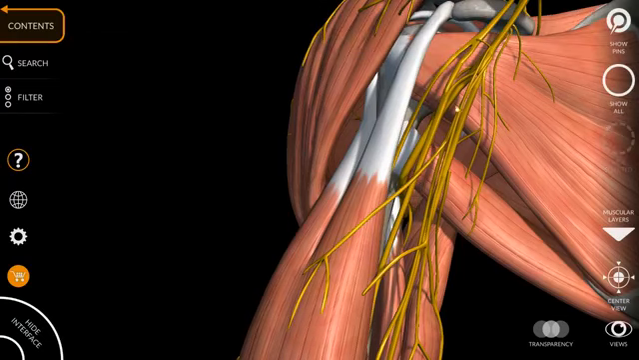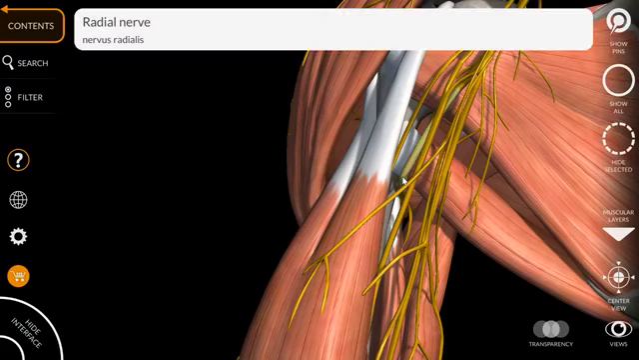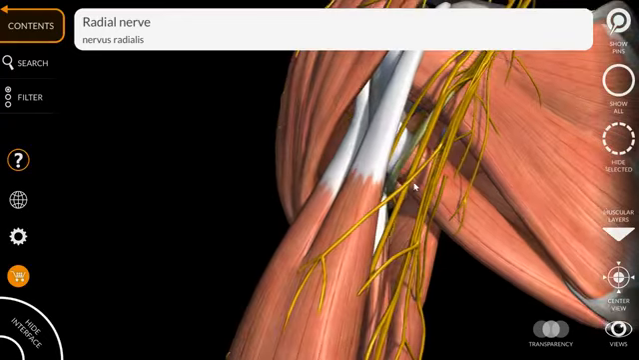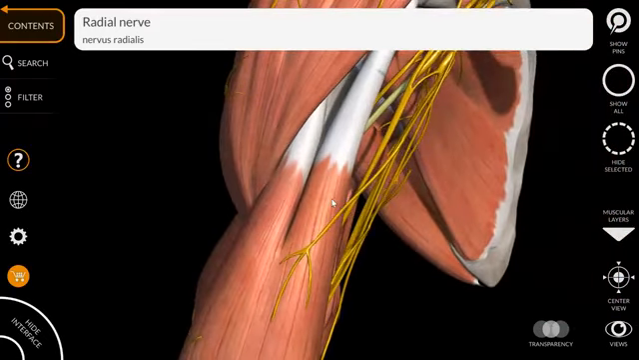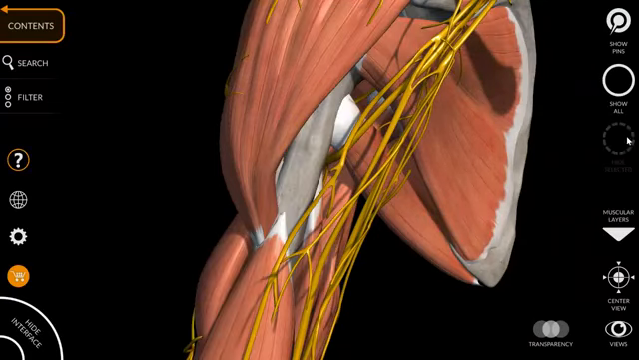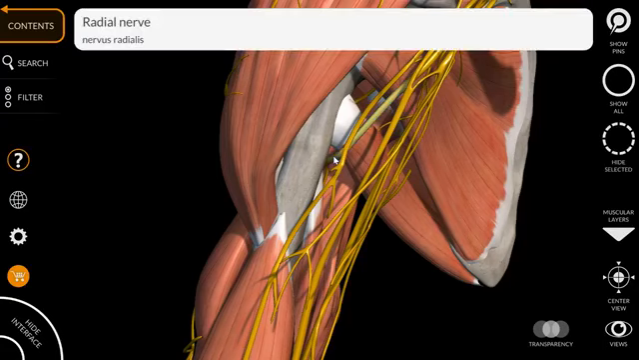Okay, from the posterior cord of brachial plexus, you can see here that it is entering into the axilla and then it is going to go backwards. Now this muscle, which is biceps brachii, I am going to hide this to show you that this nerve, radial nerve, is going backward in the posterior compartment of the arm, and this is humerus. You can see here. Okay? It will go into the posterior compartment of the arm.